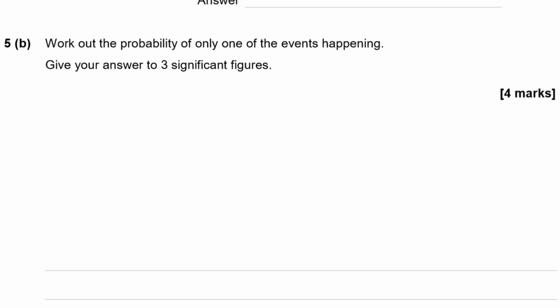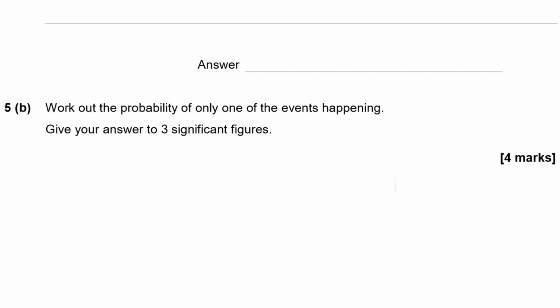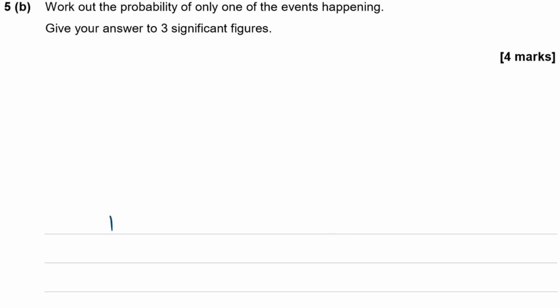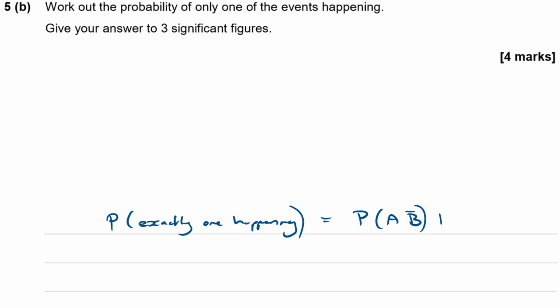5b, work out the probability of only one of the events happening. Give your answer to 3 significant figures. Now, we've got 2 events, A and B. So the probability of exactly one happening out of A and B is the probability of event A happening and event B not happening plus the probability of event A not happening and event B happening. Okay, so that's what we need to work out.